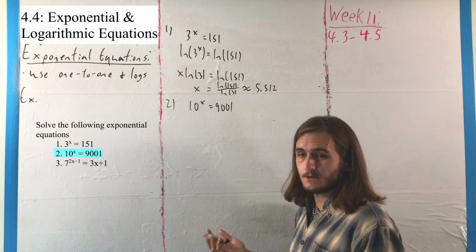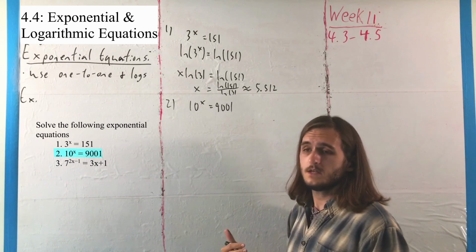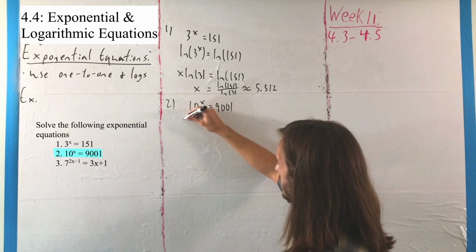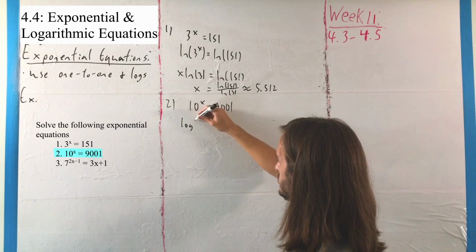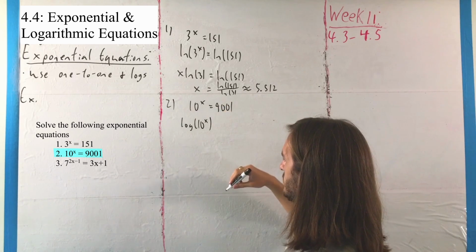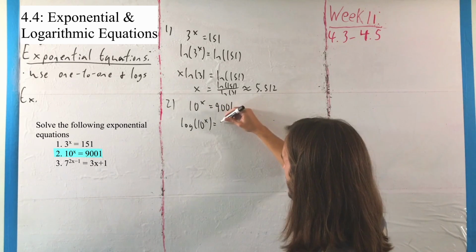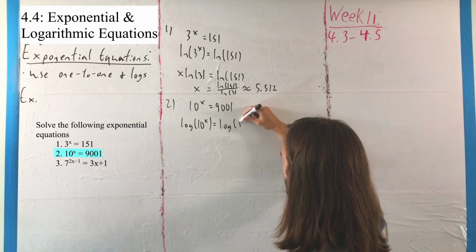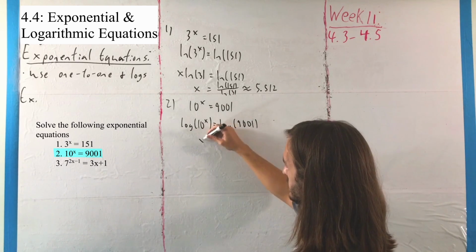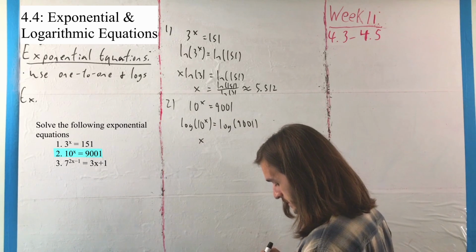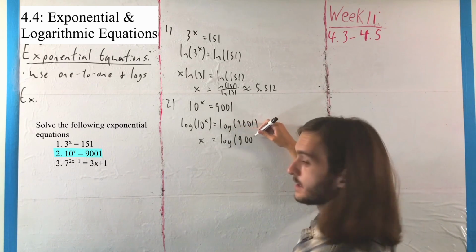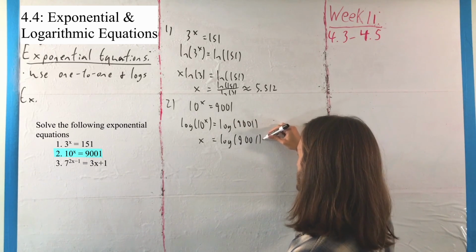We don't need to use the common logarithm. We could use the logarithm base 8 if we really wanted to, but why not be consistent? Anyway, we'll take the common logarithm here just because it makes things a little bit prettier. So we get log base 10 of 10 raised to the power x is equal to log base 10 of 9001. Log base 10 of 10 raised to the power x is just x. So we get x is equal to the common logarithm of 9001, which again is fine for me.